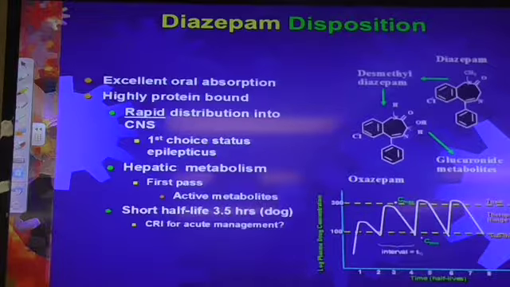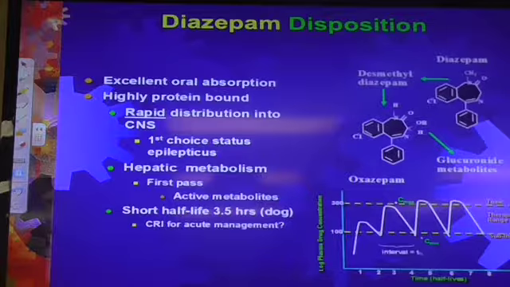If you're presented with an animal in status epilepticus, a half-life of 3.5 hours may be too short. And so generally what will need to happen is put up a constant rate infusion. So the animal will respond, and then suddenly it'll start seizuring again maybe half an hour later. That's a key that you probably need to set up a constant rate infusion because of the short half-life.